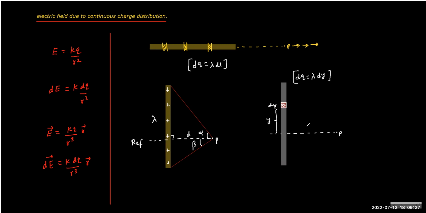Now just try to forget about the rod, think about the point charge and think about how the point charge will be able to create the electric field at the point P. So we know it's a positive charge, it will create a field away from itself like this, right?